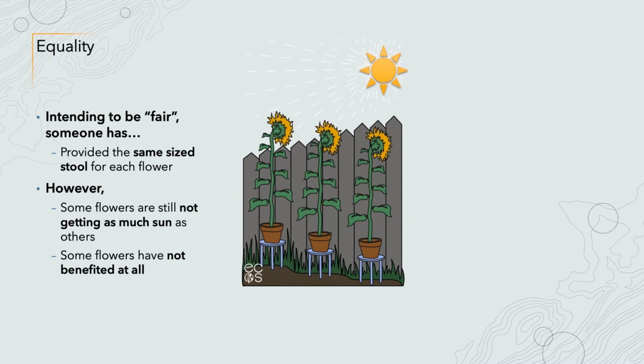So someone has decided to be fair and provide the same resources for each flower. We call that equality. But ultimately, this approach isn't really fair. In fact, in this situation, it increased disparities for some, because some flowers are getting more sun than others, and one flower or community still isn't getting access to the sun at all.